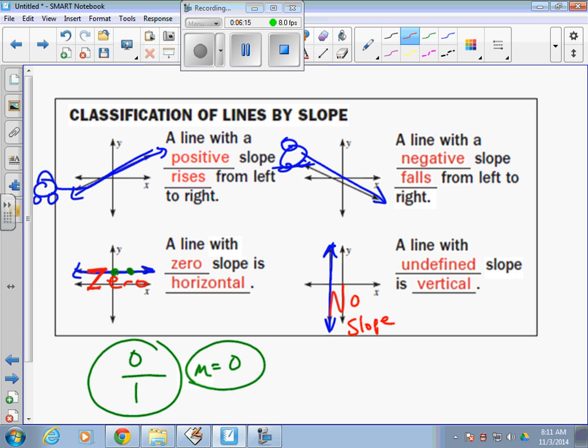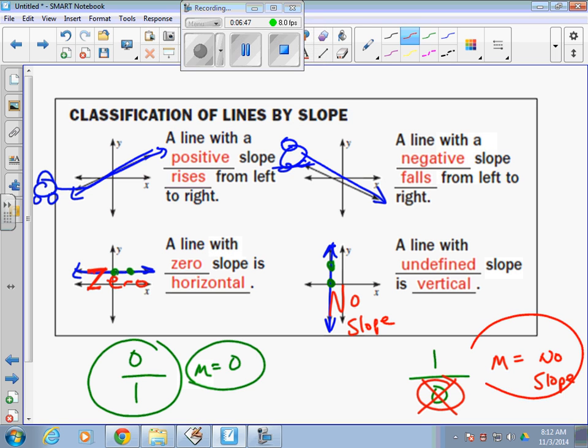But the reason why it's no slope, again, if you take this point and this point, and you say its y value changed 1, it went up 1. How many times did it go left or right? 0. What is anything divided by 0? Okay, in this case, you can't divide something by 0. If you have a calculator, if you punch in 1 divided by 0, it's going to say broken, don't do it anymore. That's what it's going to say. But that's the reason the slope is no slope or it's undefined, because you can't divide something by 0.